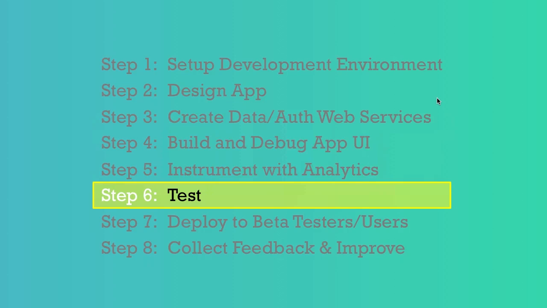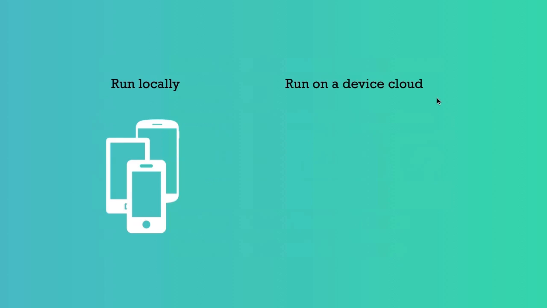So now that we have an application that's been designed, connected to data, we have our UI built, we've instrumented with analytics and feedback, the next step would be to test this application. There are two kinds of testing you want to do, of course. Local testing, which we've been doing on local devices and emulators to make sure that it performs at least acceptably on the devices we have on hand.